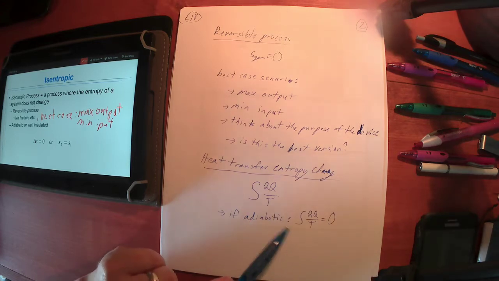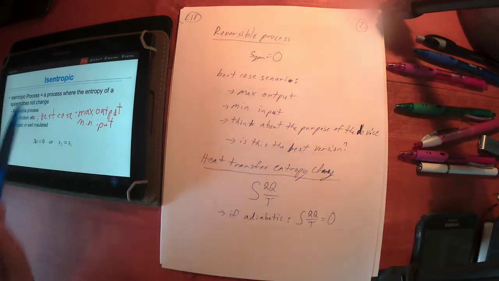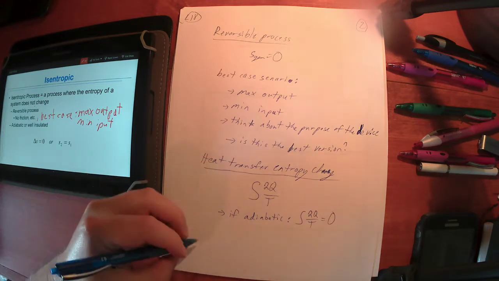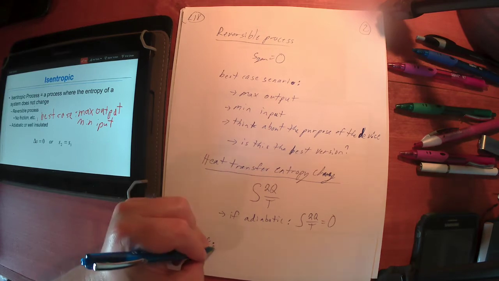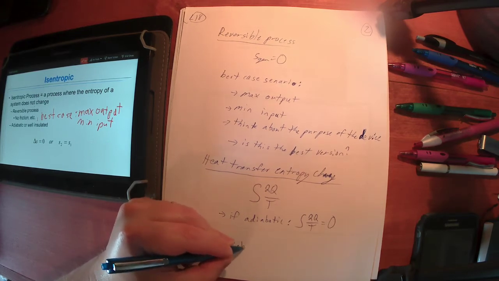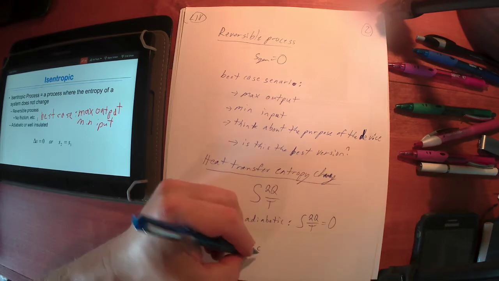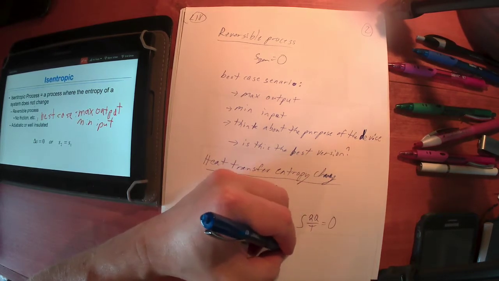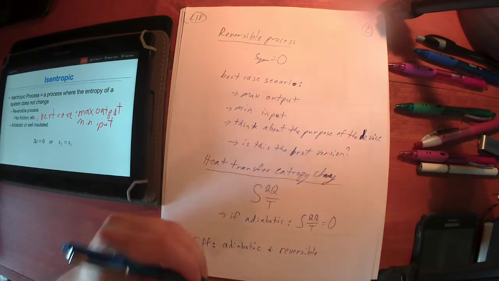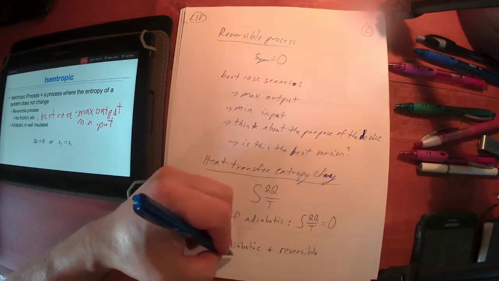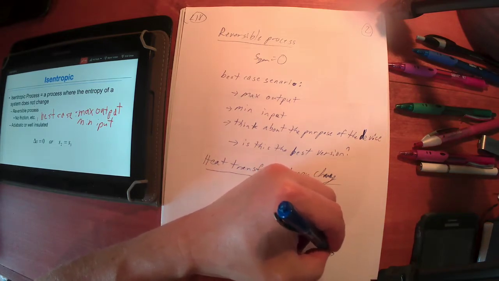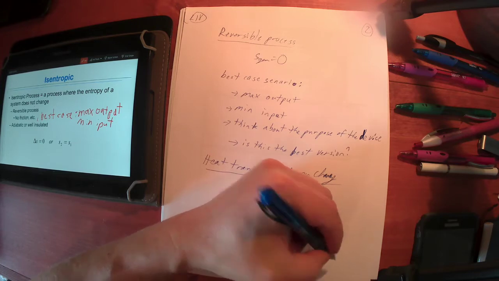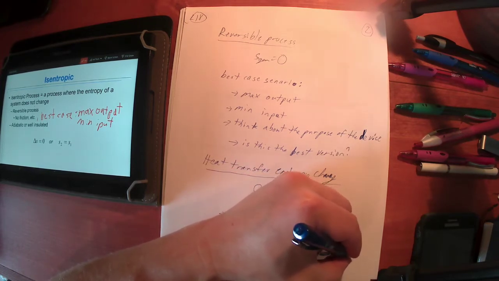Now, if it is adiabatic, what are we doing? We're talking about isentropic processes. Well, here's what you need to know. If, and only if, you have adiabatic and it's reversible, if you have those two things, adiabatic and reversible, I'm going to draw an arrow here. This is not an equal sign. I'm going to draw an arrow and say that it's isentropic.